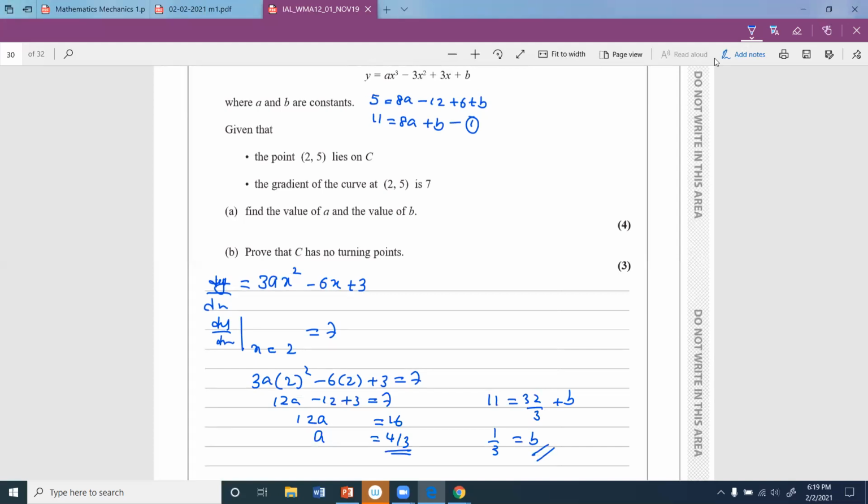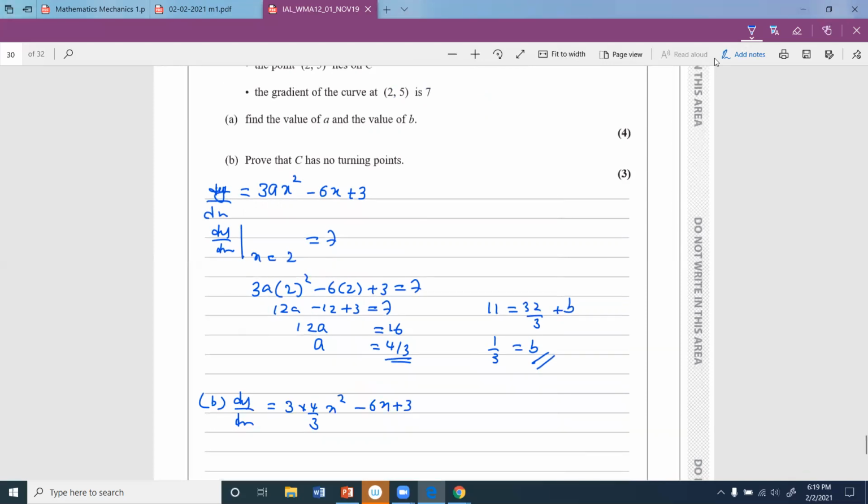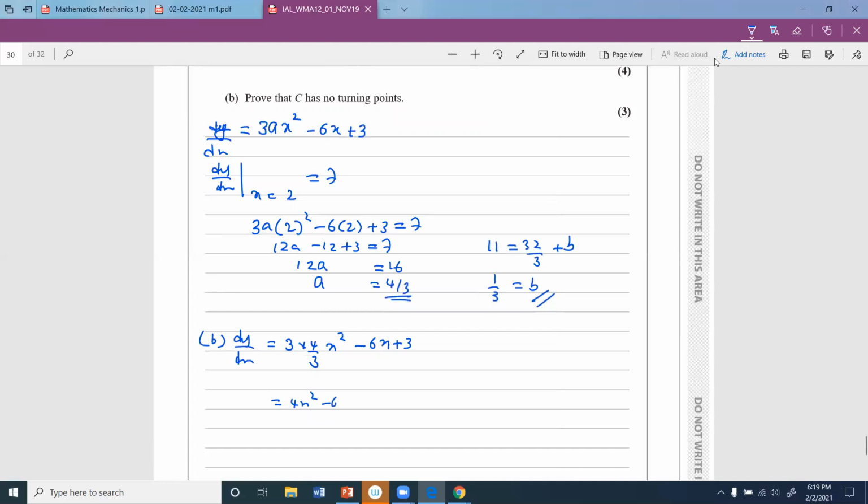Prove that curve C has no turning points. How do you do it? So you know that part B, dy by dx, we know that a is 4 over 3. Then you can say 3 times 4 over 3 x squared minus 6x plus 3. If you just do it, 4x squared minus 6x plus 3. At a turning point, what is the condition we know? dy by dx equals 0. That is, you can write 4x squared minus 6x plus 3 equals 0. Then what can you say? I think this does not have a solution.